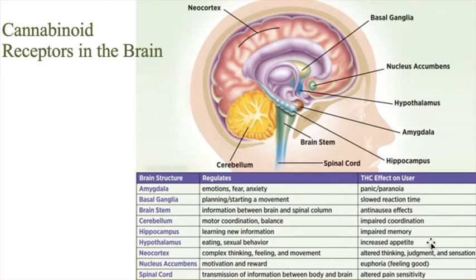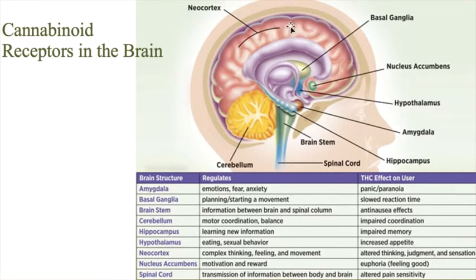The hypothalamus controls the 4 F's, right? Fighting, feeding, something else, and sexual activity. I'm forgetting the third one. If you guys were here, you'd be able to remind me. But cannabis is going to act on the hypothalamus to increase appetite.